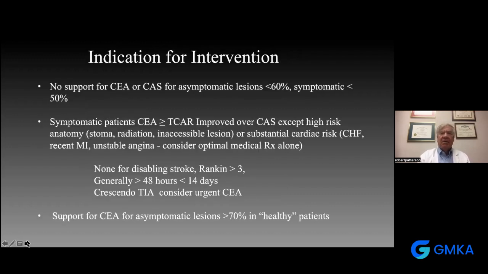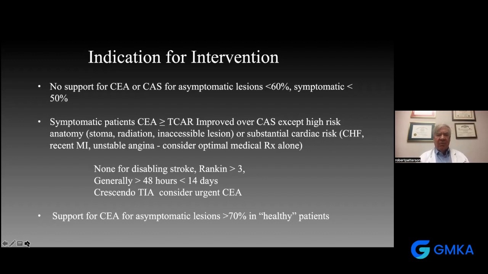So when we talk about interventions, for lesions that are not symptomatic, there's no justification at all for support based on the society guidelines for lesions that are less than 60%. And most of us would argue that if you're going to intervene on asymptomatic disease, it probably should be 80% or greater stenosis. The stenosis represents more of a plaque burden and possibly plaque risk than it does necessarily perfusion issues.